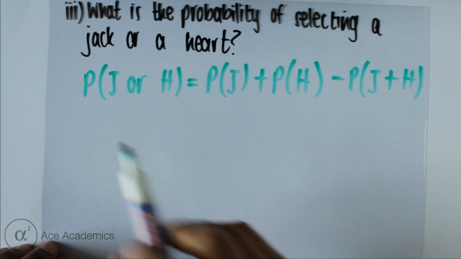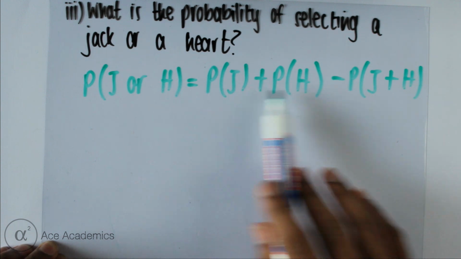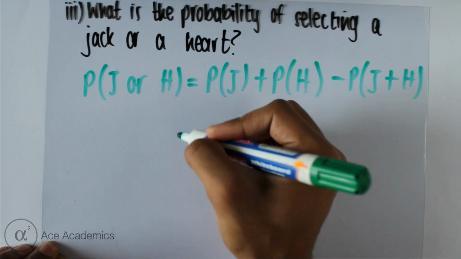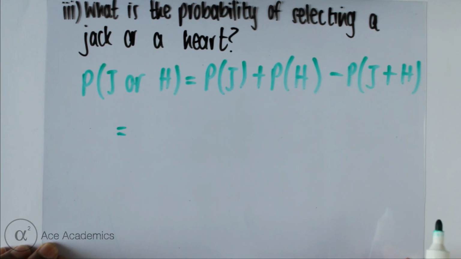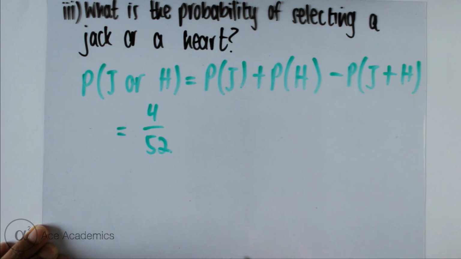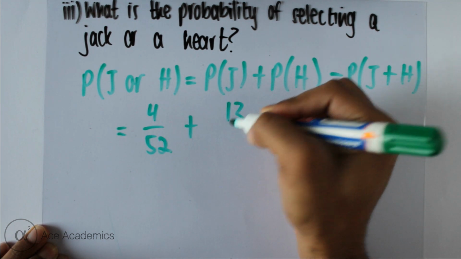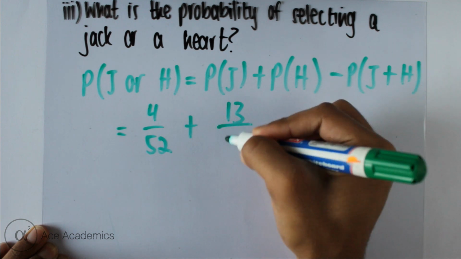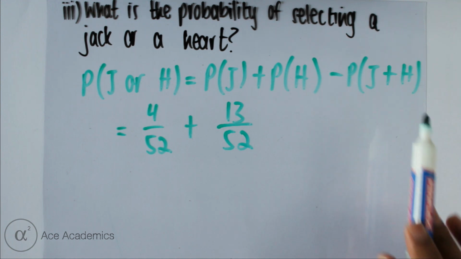Right, so we're simply looking for the probability of a jack or a heart, so we have to find everything on the right-hand side of this equation. And as we've done previously, the probability of selecting a jack is simply 4 over 52. The probability of selecting a heart in the second part of the question is 13 over 52. And now for the final part, the probability of selecting a jack and a heart.